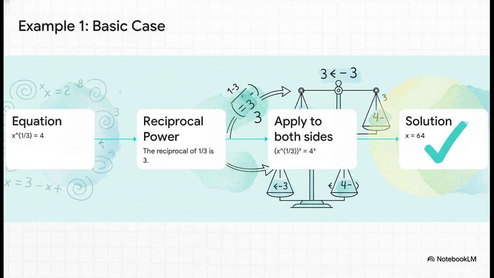On the left, the exponents cancel out, leaving just x. And on the right, 4 to the power of 3 is 64. And that's it. We're done. See? Super nice and clean.